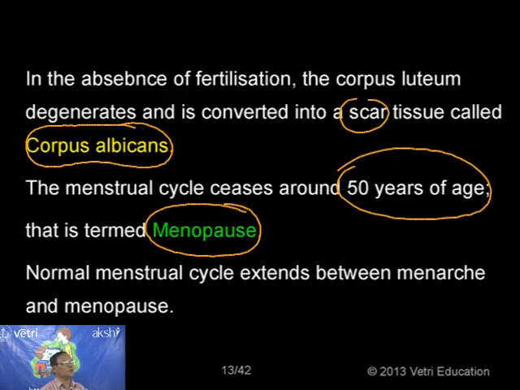So normally in all women the menstrual cycle occurs from menarche to menopause. There is no menstrual cycle in young children, and also none after the age of 50. Some women have a menstrual cycle even after the age of 60. That is different. But for an average woman, the menstrual cycle normally stops at the age of 50. That is called the menopause stage.